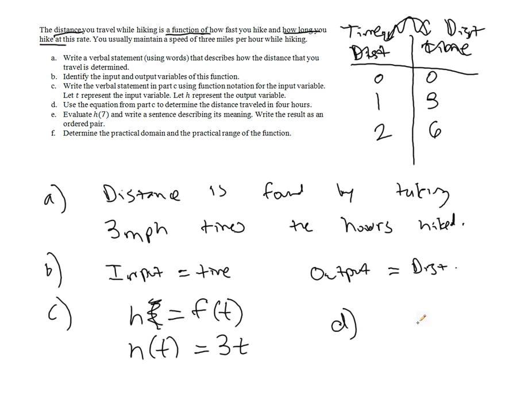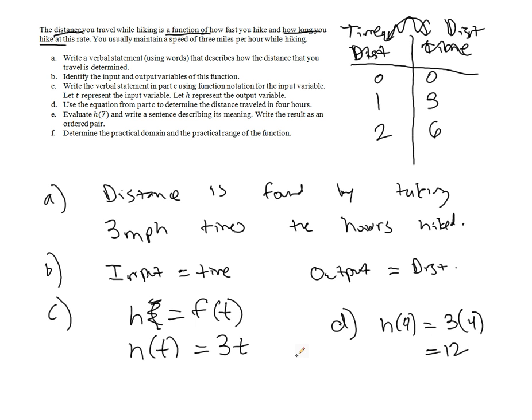Use the equation in part C to determine the distance traveled in 4 hours. Well, we're looking for H of 4, and that can be determined by taking 3 times 4. We have to remember this does not mean multiplication, this just keeps track of height as a function of traveling for 4 hours is determined by taking 3, multiplying it by 4, and getting 12.